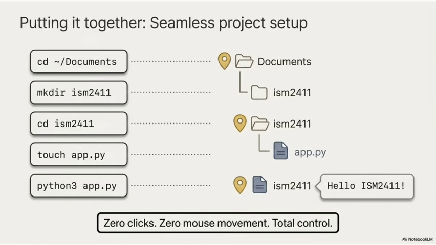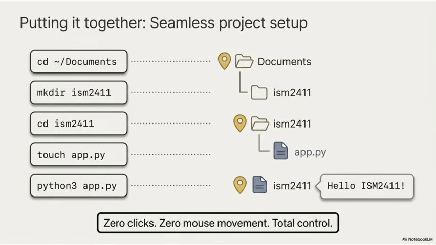cd ~/documents navigates to the folder. mkdir ISM2411 creates the project directory. cd ISM2411 moves into it. touch app.py creates the Python file. python3 app.py executes it and prints hello ISM2411. Clicks: 0. Mouse movement: 0. Total control.